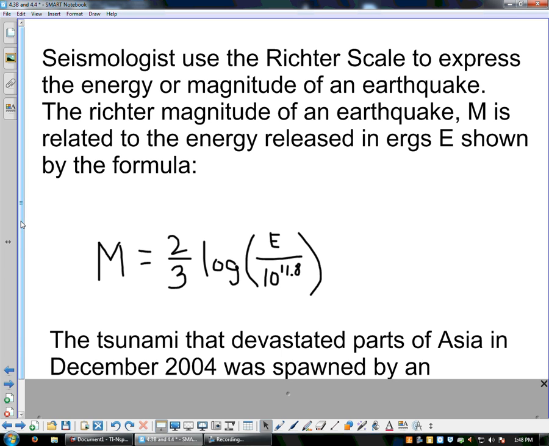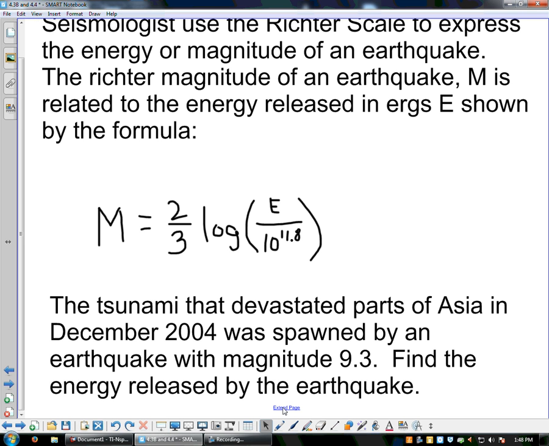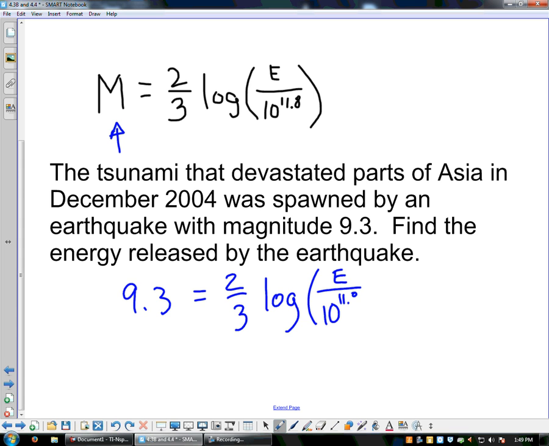All right, so the tsunami that devastated parts of Asia in December 2004 was spawned by an earthquake with a magnitude 9.3, which is a very high magnitude for an earthquake. So find the energy released by this earthquake. In order to do this, we would plug in 9.3 for M for the magnitude. That's going to go in right here. So we're going to have 9.3 equaling 2/3 times the log of E over 10 to the 11.8.